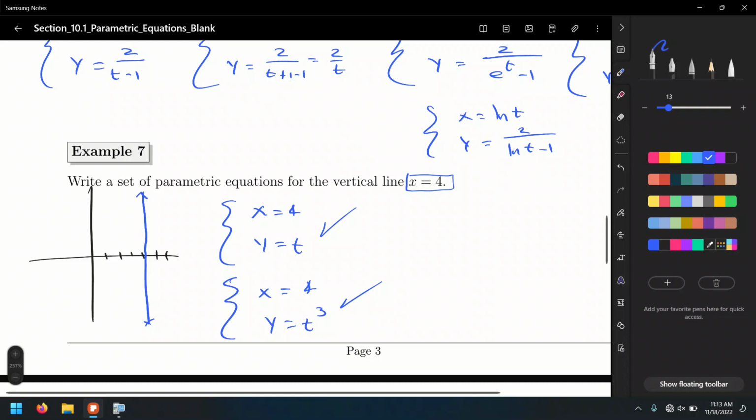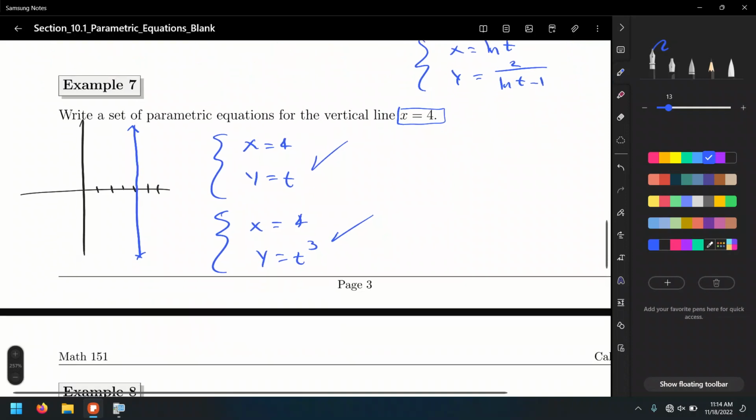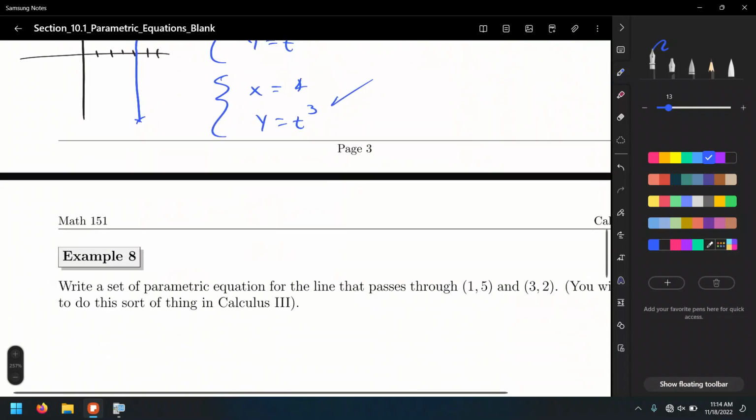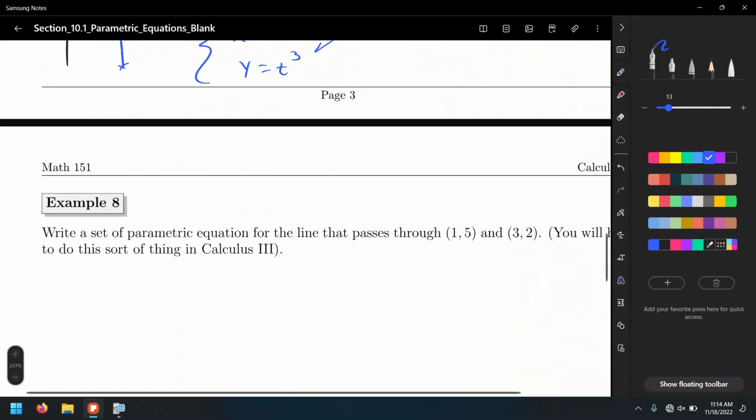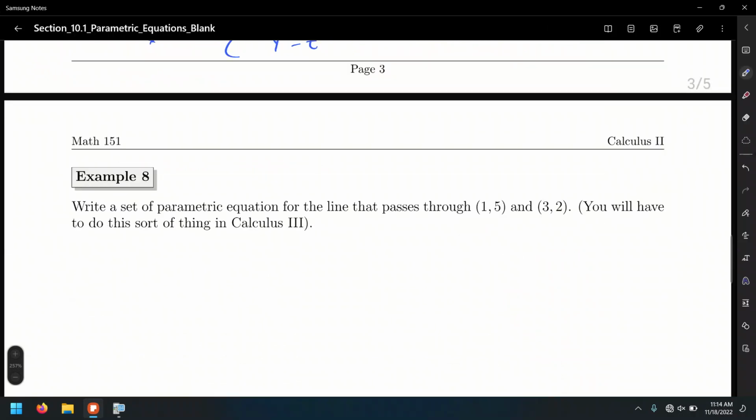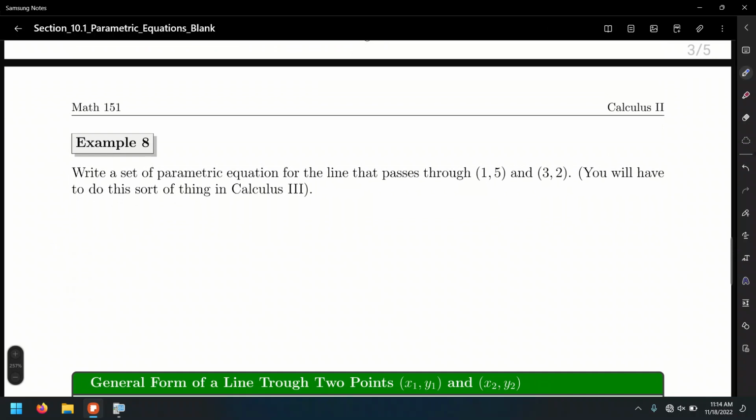Now that we have the vertical line, let's look at another line. In this case, write a set of parametric equations for the line that passes through (1, 5) and (3, 2).